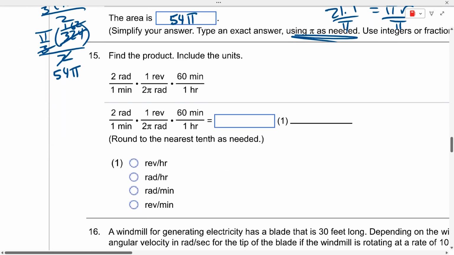Okay, then we're doing unit ratios. Minutes cancel with minutes. Radians cancel with radians. So I'm going to have revolutions per hour. 2 times 60 is 120, divided by 2 pi. So it's 120 and 2, divided by 60 divided by pi. So in your calculator, take 60 divided by pi, because I can cancel them right here. 60 divided by pi is 18 point something.